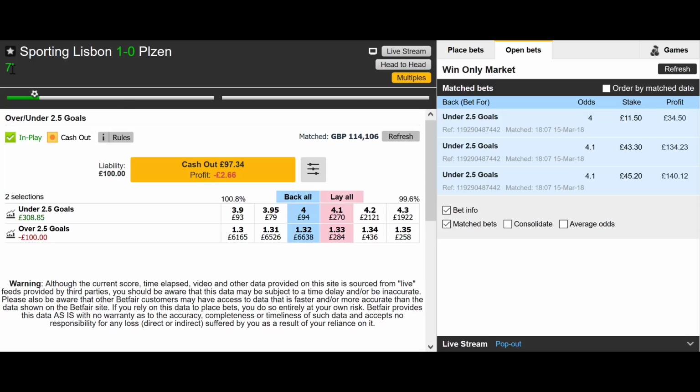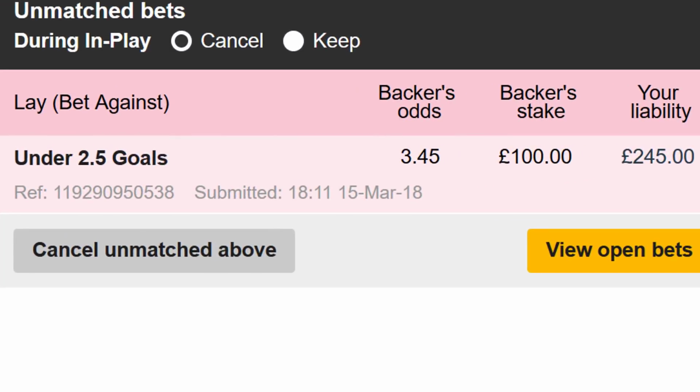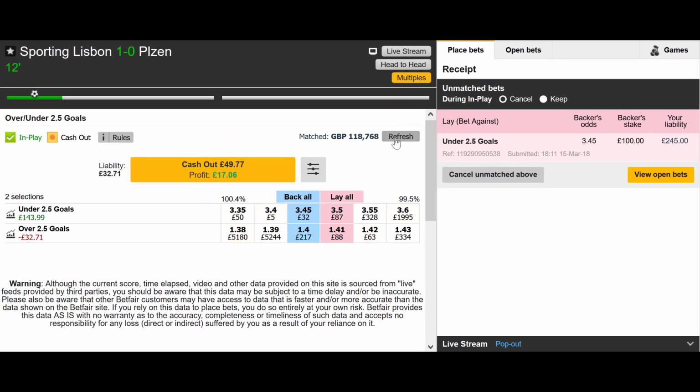So we're in the 7th minute. Let's leave this in the market for 5 minutes at least and see where it takes us. So 5 minutes on from that, and it is still 1-0. There hasn't been a goal. I'll put an order in now to lay under 2.5 goals at 3.45, and you can see the market is eating up that order as we speak.